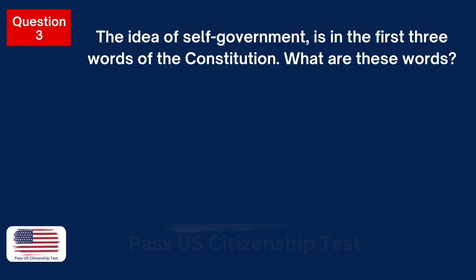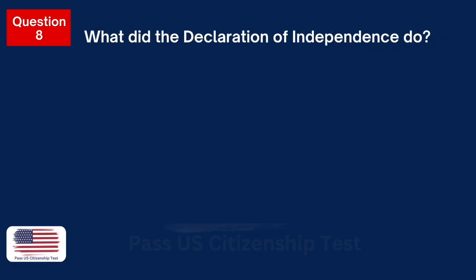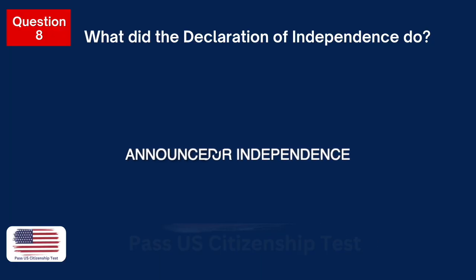The idea of self-government is in the first 3 words of the Constitution. What are these words? We the people. What did the Declaration of Independence do? Announced our independence from Great Britain.